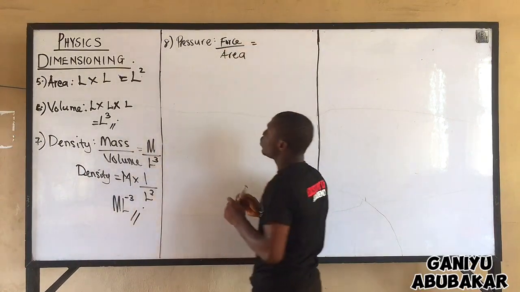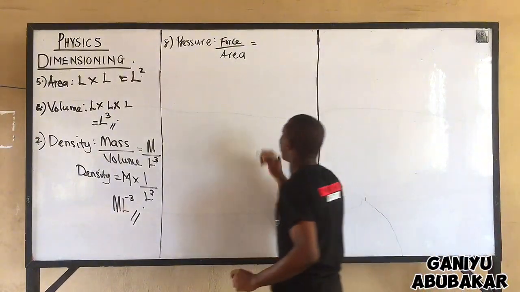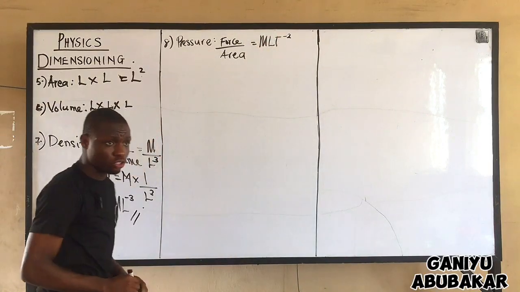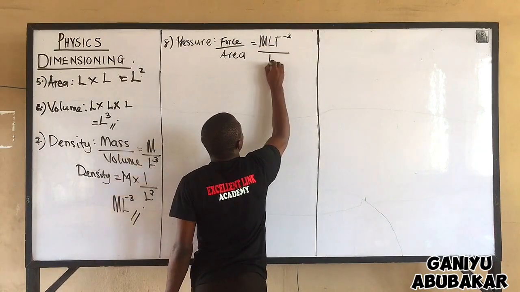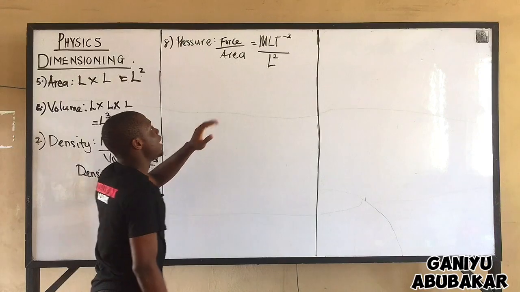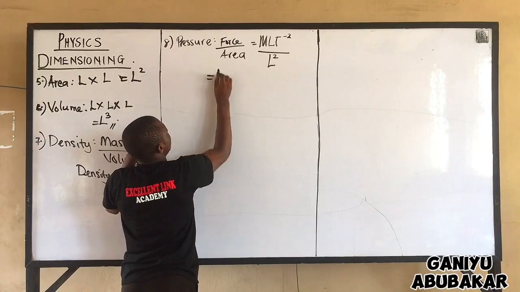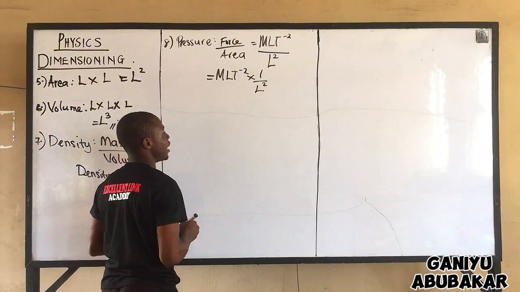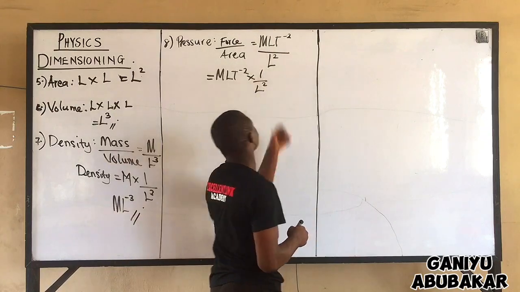What's force? We derived the dimension for force somewhere here. If I can recall, that's MLT to the power minus 2 as the dimension for force. So all over area is L squared, as we did here. L squared, dimension for area. Of course, from here, shift out this denominator. I'll have that pressure is equal to MLT to the power minus 2 times 1 over L squared, right? As we did in the initial derivation here.